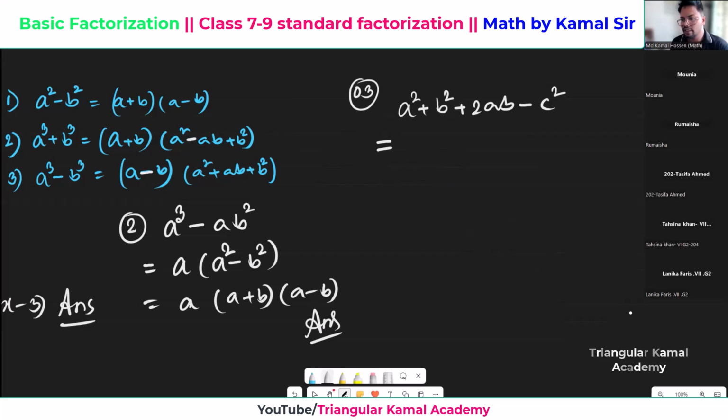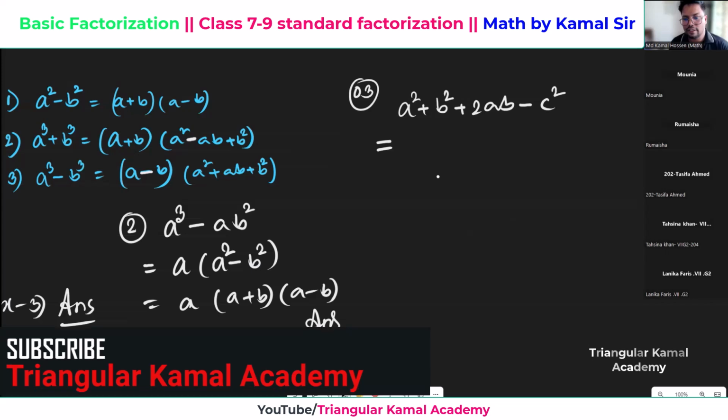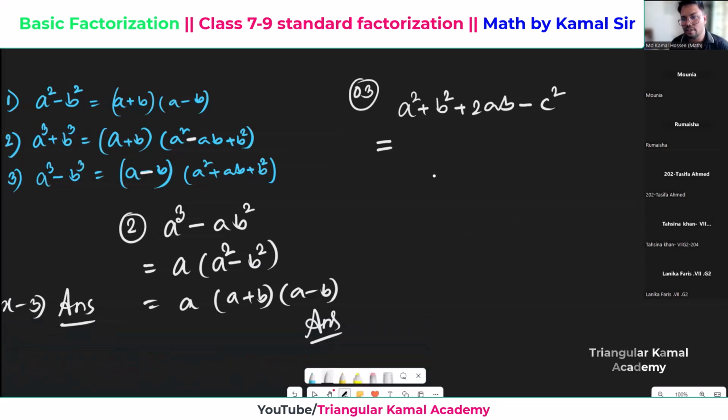Tasifa, is it possible? A plus or minus b square. Tasifa, loudly please. How can we find the factors of this expression? I'm not getting your sound, please. Monia, please try. (a plus b) whole square minus c square.